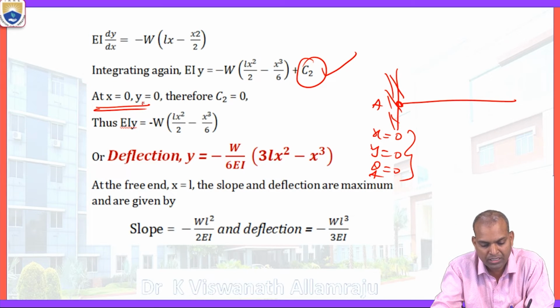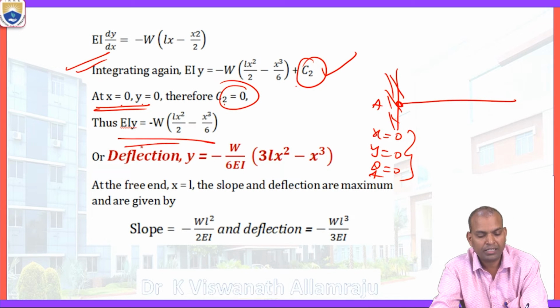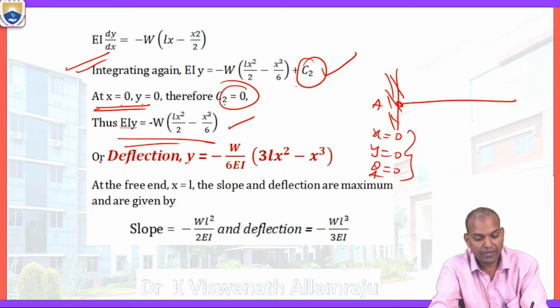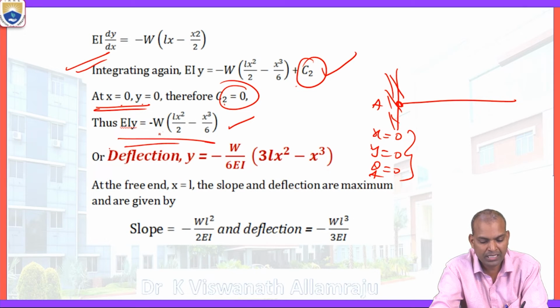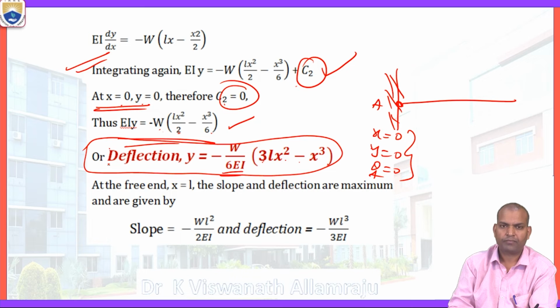Now after substituting these two conditions in the above equation, what happens? C2 becomes 0. Substituting back, EI times y equals minus W times Lx square by 2 minus x cube by 6. Now deflection y equals minus W by EI, with 2 and 6 having LCM 6, it becomes 3Lx square minus x cube. This equation gives the deflection.